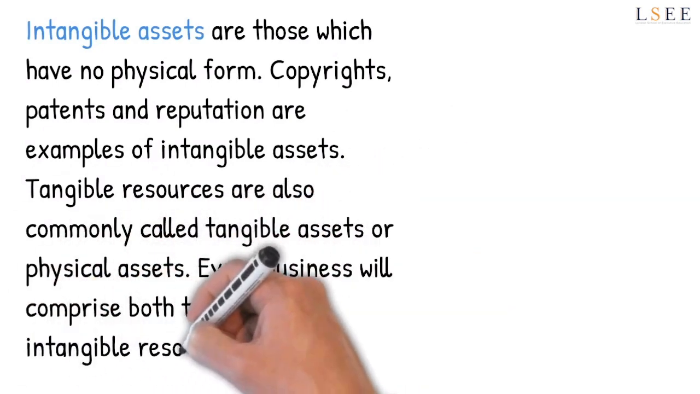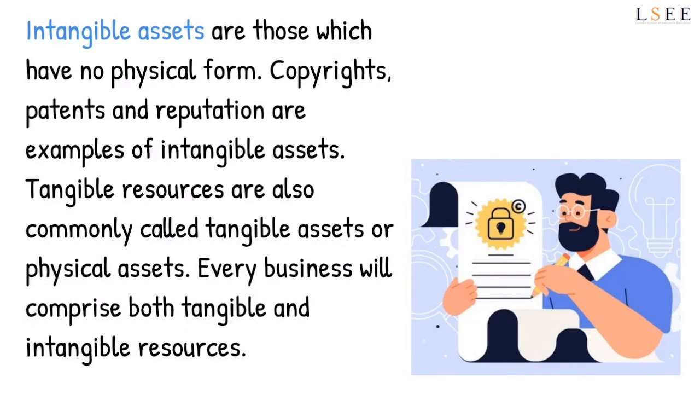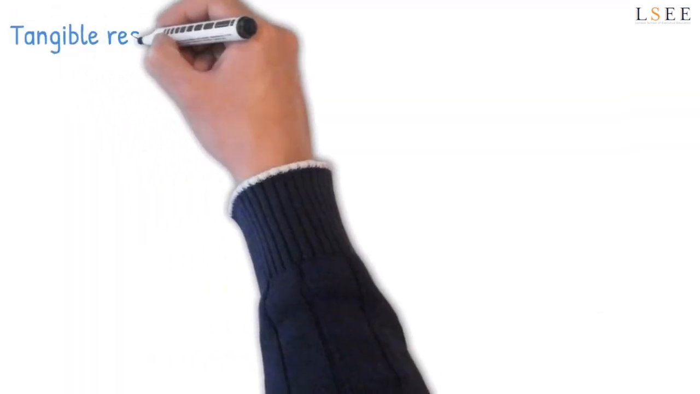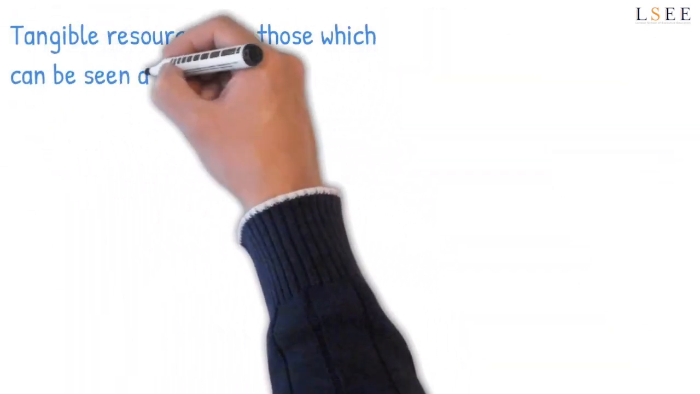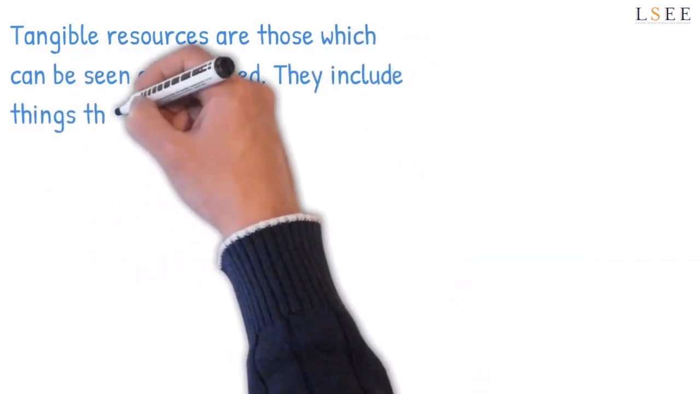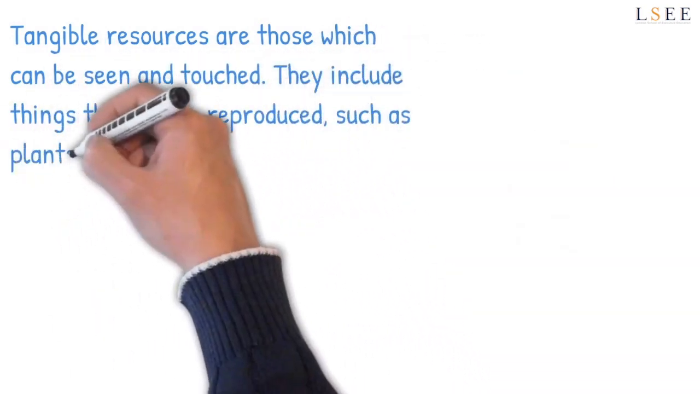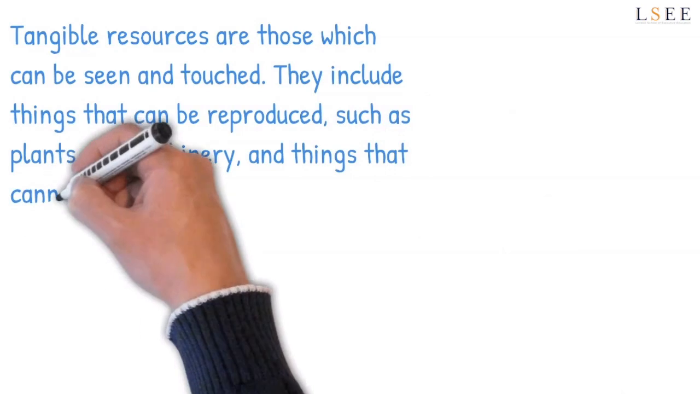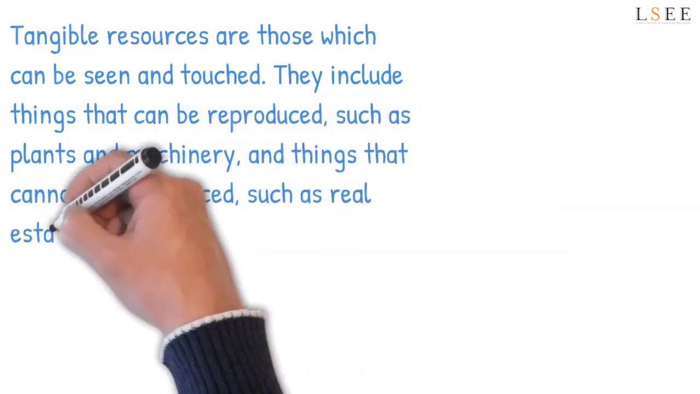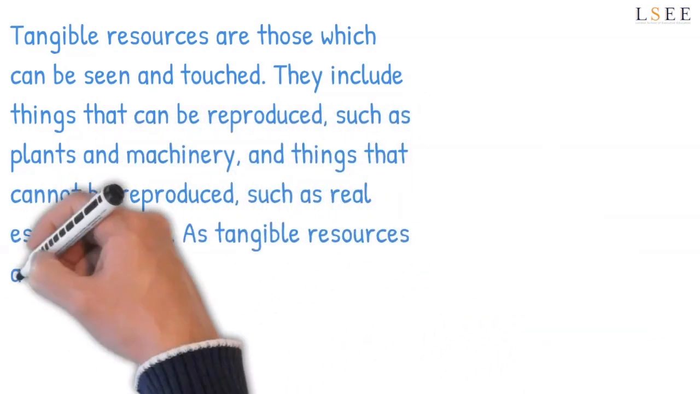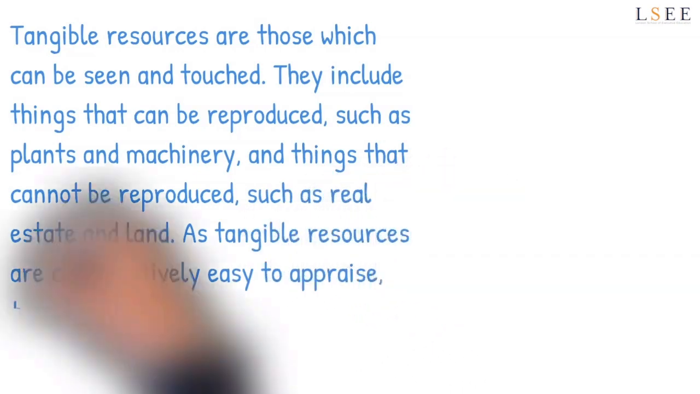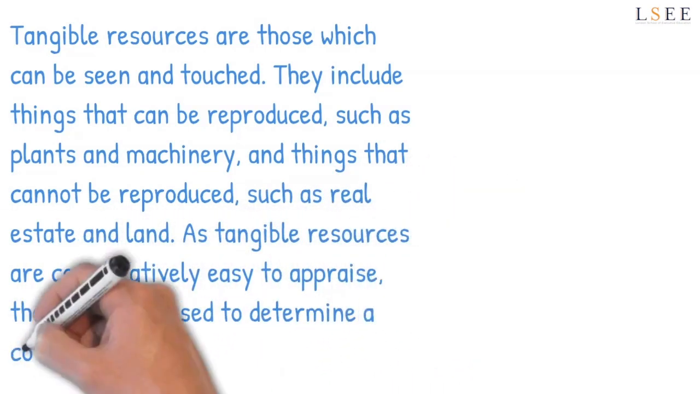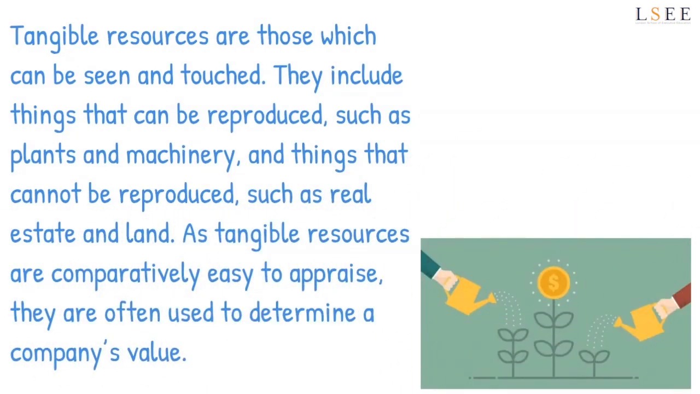Every business will comprise both tangible and intangible resources. Tangible resources are those which can be seen and touched. They include things that can be reproduced, such as plants and machinery, and things that cannot be reproduced, such as real estate and land. As tangible resources are comparatively easy to appraise, they are often used to determine a company's value.